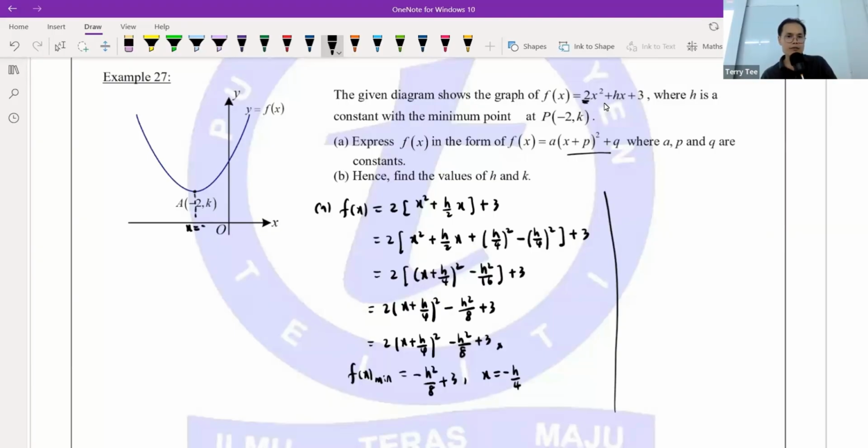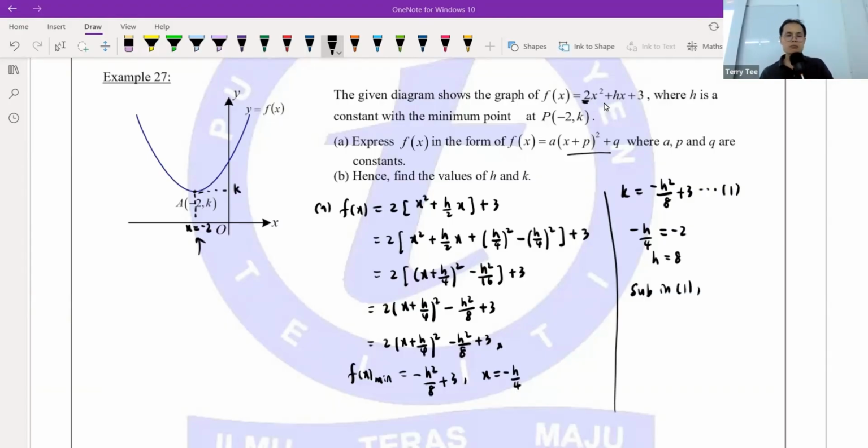Your axis of symmetry is x equals negative 2. The minimum value is k. So let's compare. K is negative h squared over 8 plus 3. I can't do anything with this. Leave it out. Your axis of symmetry is h over 4. You equate with negative 2. This is negative 2. So h is 8. As we sub inside equation 1, your k is negative 8 squared over 8 plus 3. Negative 8 plus 3, answer k is negative 5.